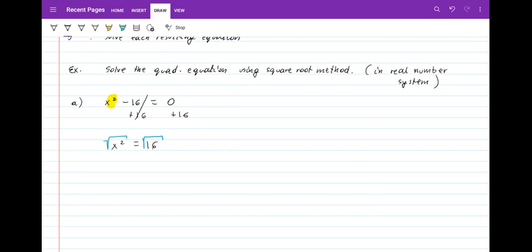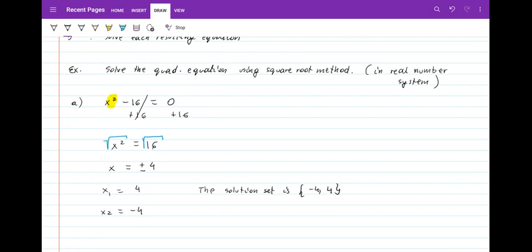So the square root of x squared is just x, and the square root of 16 is positive 4 and negative 4. So we have two solutions. The first one is positive 4 and the second is negative 4. So don't forget that when you take the square root of a positive number, there are always two solutions. So the solution set is negative 4 and 4.